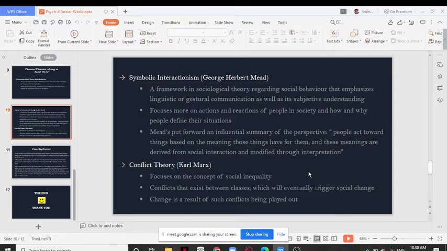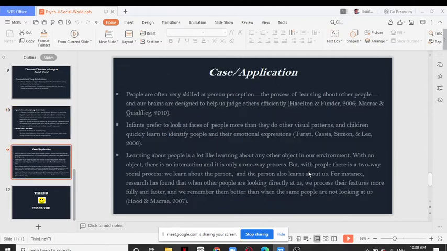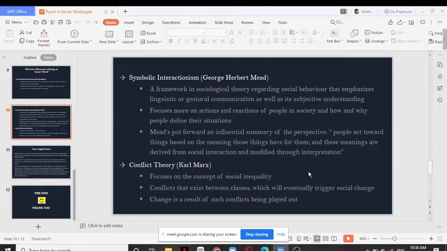The next one is conflict theory. So, conflict theory by Karl Marx focuses on the concept of social inequality, conflicts that exist between classes which will eventually trigger social change. Change is a result of such conflicts being played out. So, there is a conflict theory as what Karl Marx stated.